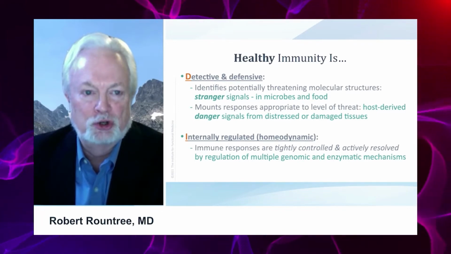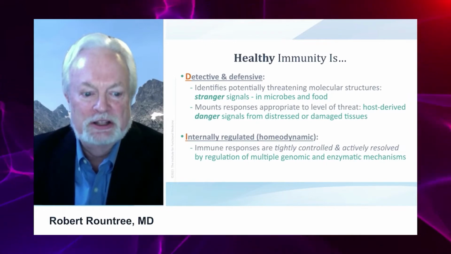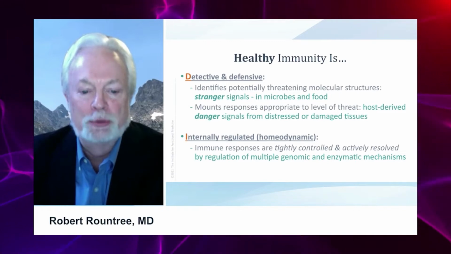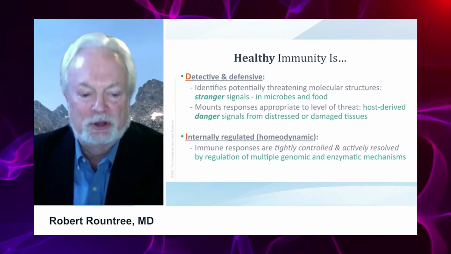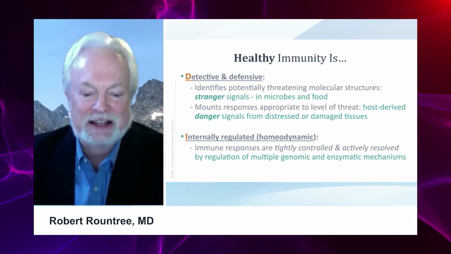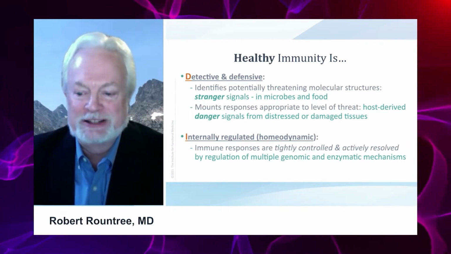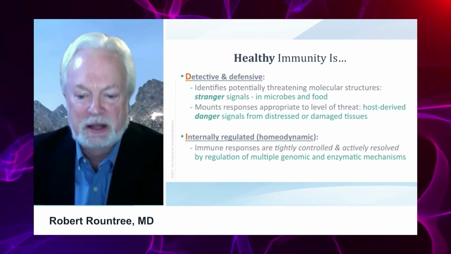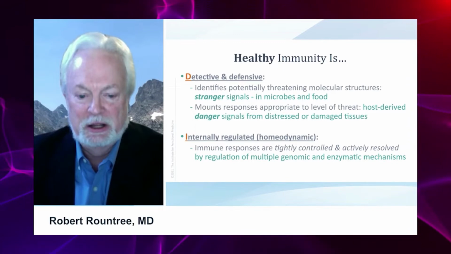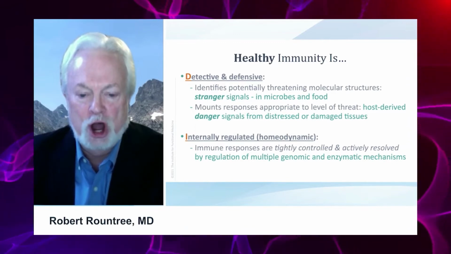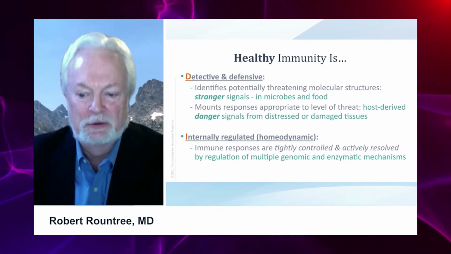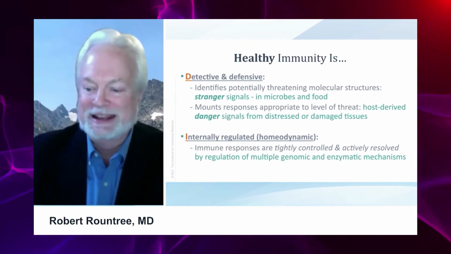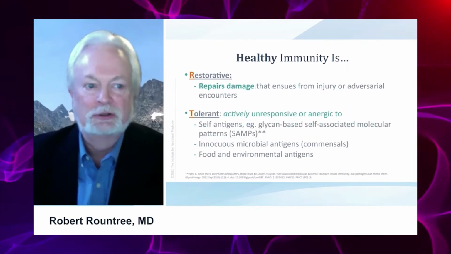The number two major function of healthy immunity is to be internally regulated, and the word of the day is homeodynamic. What that means is the immune system doesn't just react and that's the end of the story. Immune responses are very tightly controlled and they're actively resolved. Anytime inflammation is induced in the body, it's also turned off from the very beginning. There are multiple genomic and enzymatic mechanisms that do this.